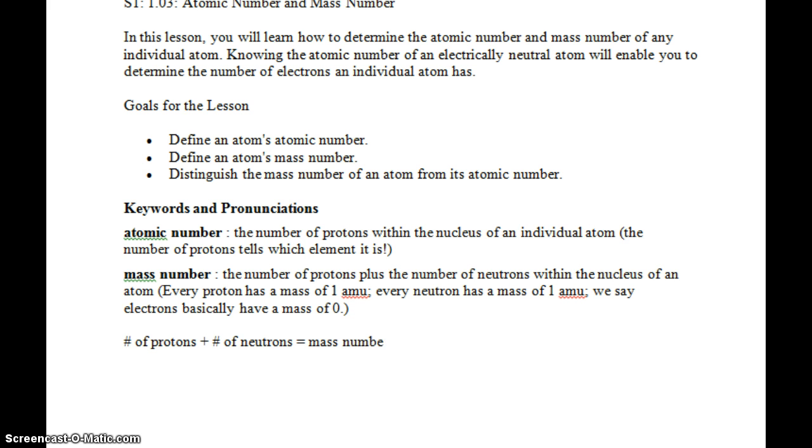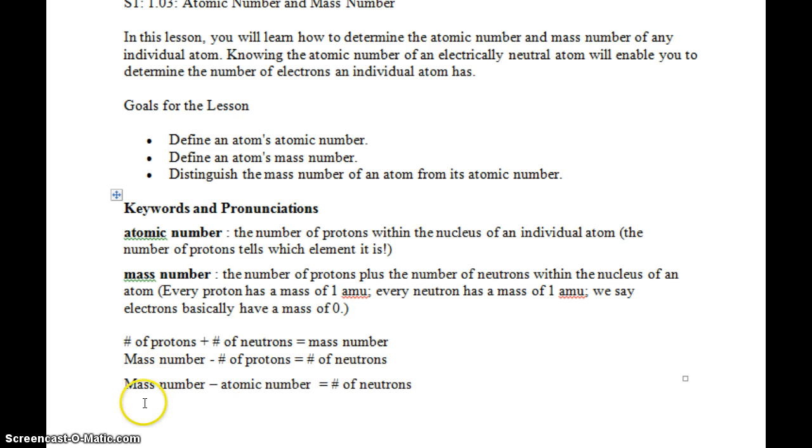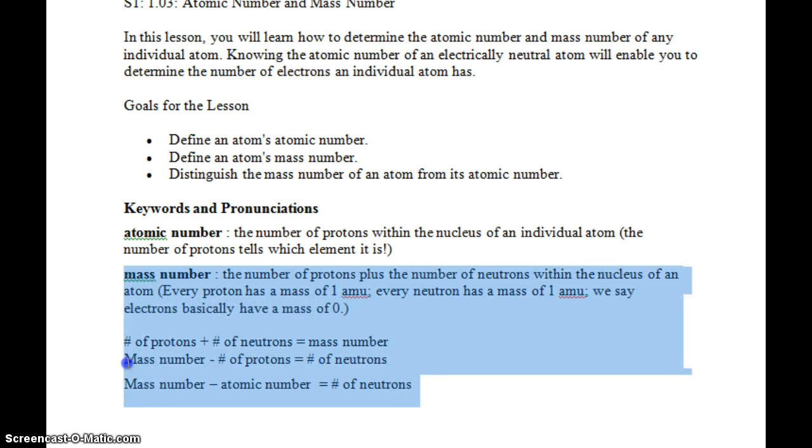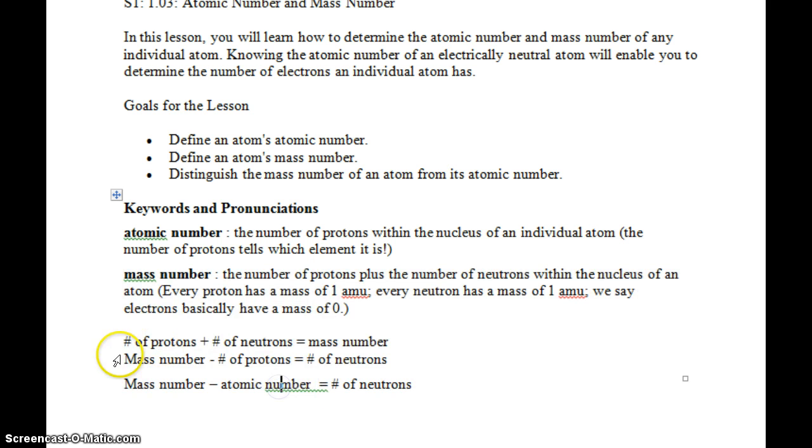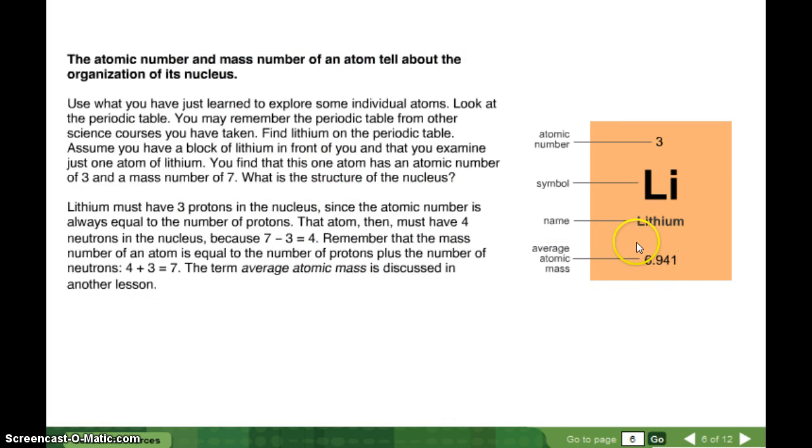That's the mass number, right? Okay, so if I take the mass number minus the number of protons, what does that tell me? And that is going to tell me the number of neutrons. Now I wrote the mass number minus the atomic number equals the number of neutrons. Does that make sense why these last two sentences are the same thing? Because the number of protons is the same as the atomic number. So they indirectly tell you how many neutrons there are.